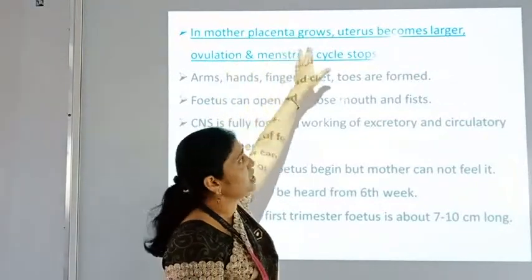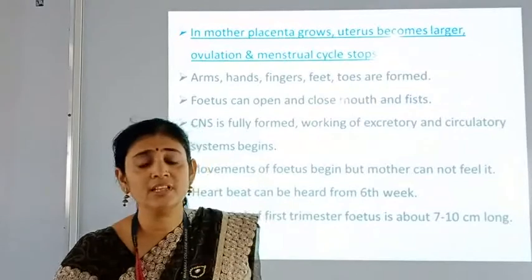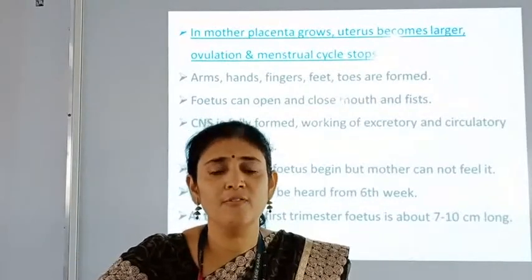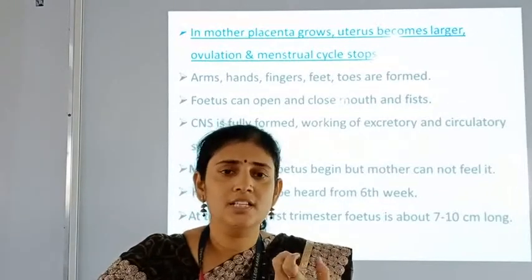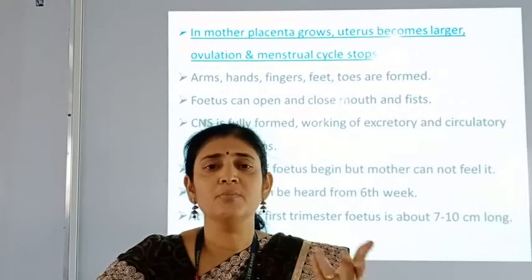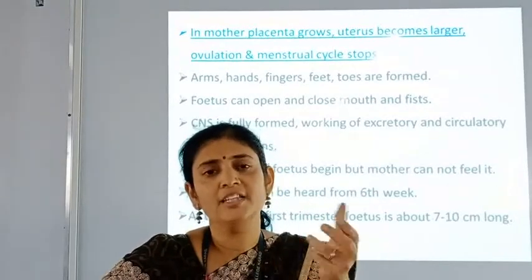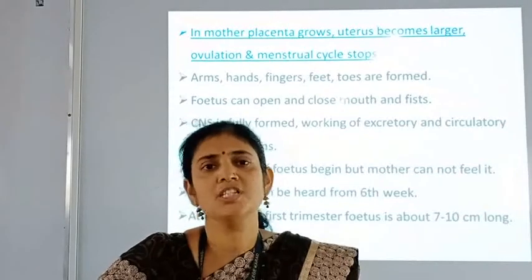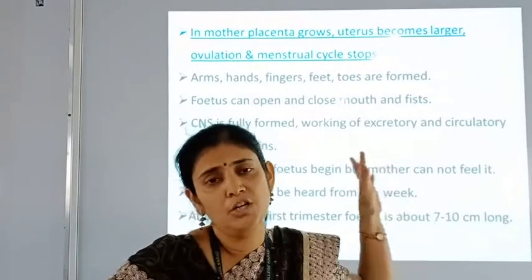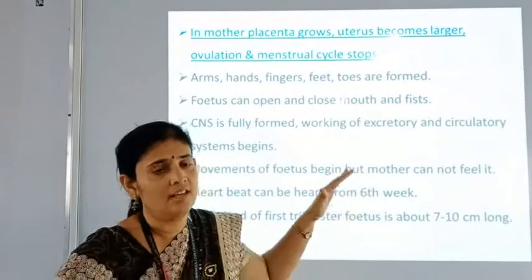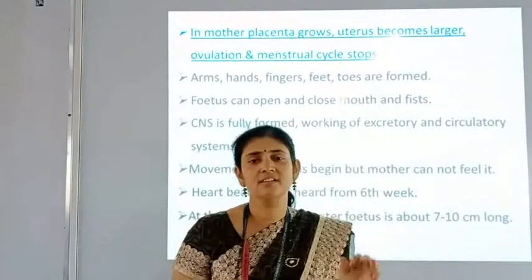So during this first trimester, different developmental changes are occurring here. In mother, placenta grows, uterus becomes larger, and ovulation and menstrual cycle stops. So during this first trimester, there is development of placenta. Placenta is the temporary organ. It is developed during this pregnancy period in between mother and fetus. फक्त प्रेग्नन्सीच्या काळामध्ये एक टेम्पररी ऑर्गन तयार झालेला असतो, जो आई आणि त्या बाळाच्या मध्ये देवाणघेवाणीचं काम करतो, ट्रान्सपोर्टेशनचं काम करतो. त्या ऑर्गनला इथे प्लासेंटा म्हटलं जातं. That placenta is formed during this first trimester, and here the size of uterus is also somewhat increasing, and ovulation and menstrual cycle is getting stopped.